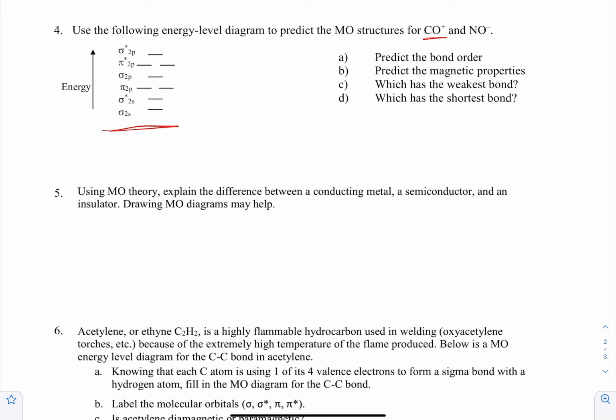So they're asking us to predict the MO structures for CO plus and NO minus. So we're actually going to have to compare these guys. We're going to predict the bond order for both of them. I'm going to say bond order here. CO plus would be this, and then NO minus. Okay, CO plus, we got 4 plus 6 minus 1, right? Because we've got this plus charge here. So it's going to be a total of 9 valence electrons.